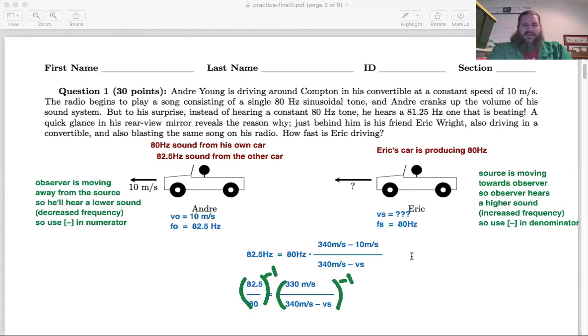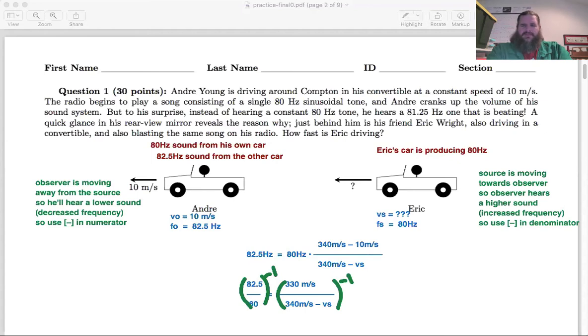Inverting both fractions means you get 80 over 82.5 equals 340 meters per second minus speed S, speed of the source, divided by 330. And that way, to get VS by itself, what do you need to do to get rid of the 330? What's the opposite of dividing by 330? You multiply 330 by both sides. Yeah, multiply both sides by 330.